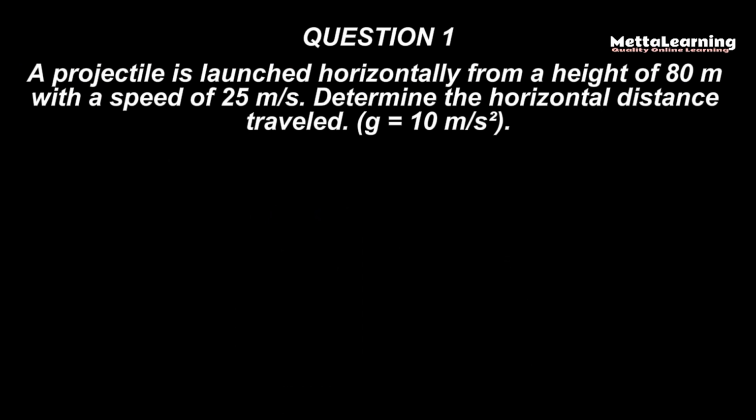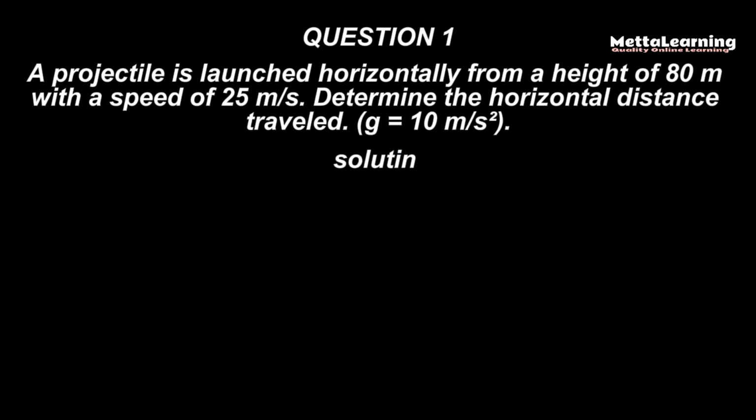So the first question we have in today's class is: a projectile is launched horizontally from a height of 80 meters with a speed of 25 meters per second. Determine the horizontal distance traveled, given acceleration due to gravity to be 10 meters per second squared.